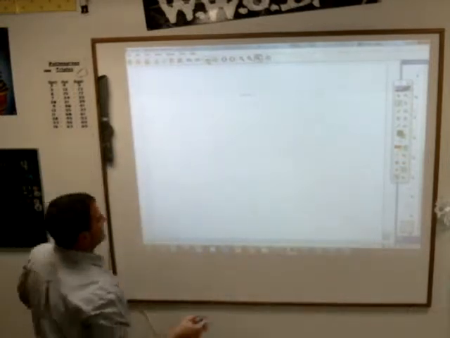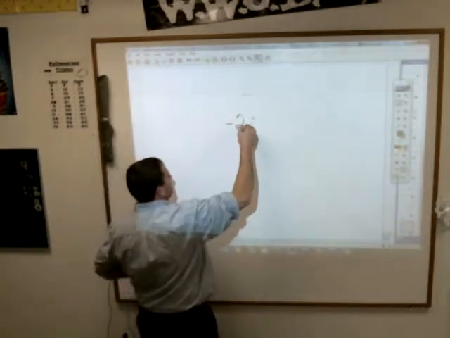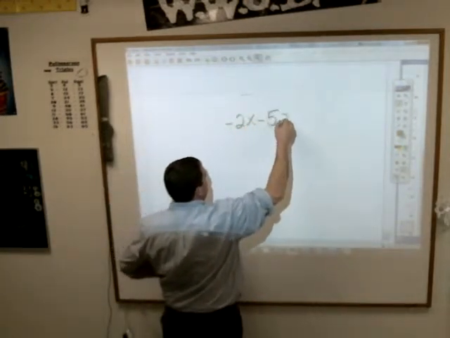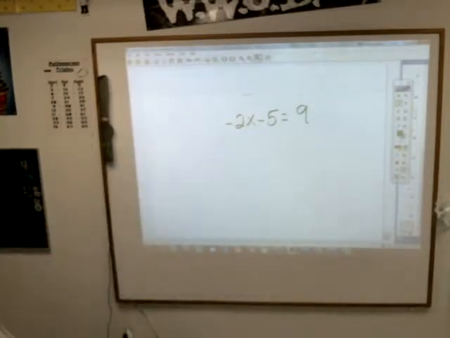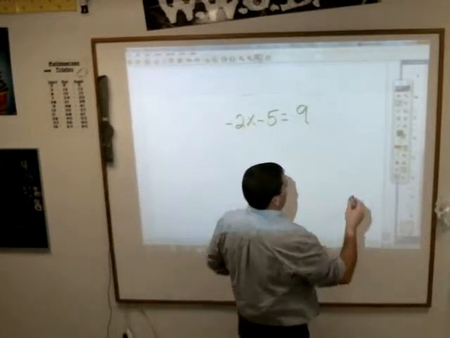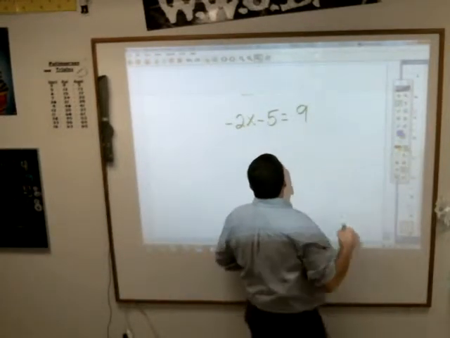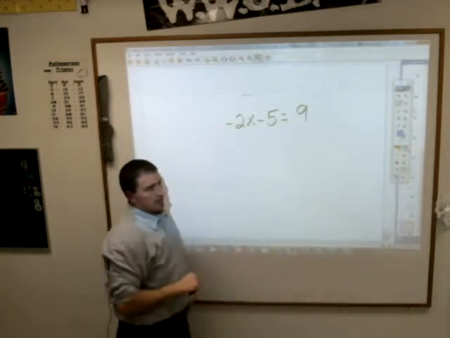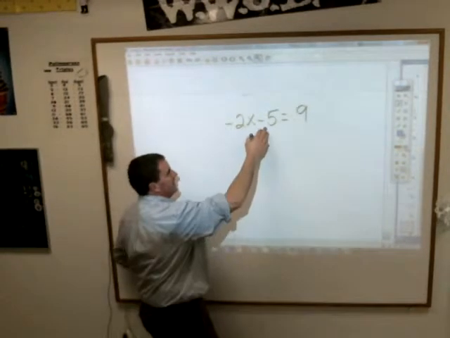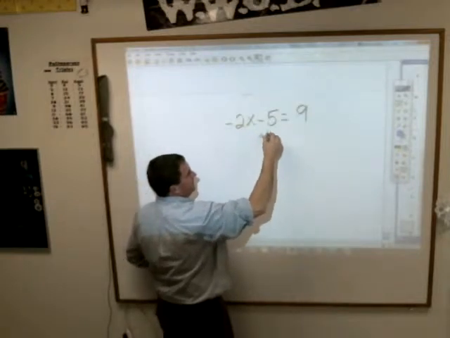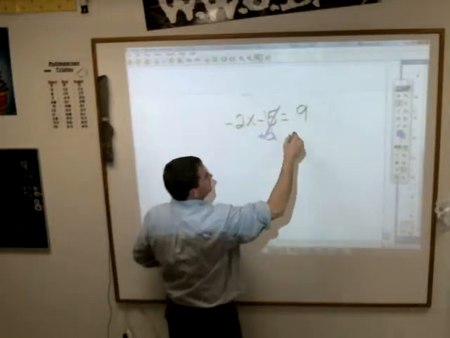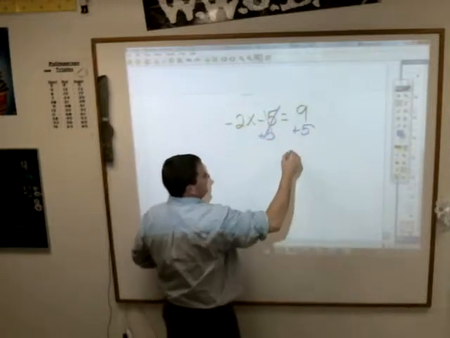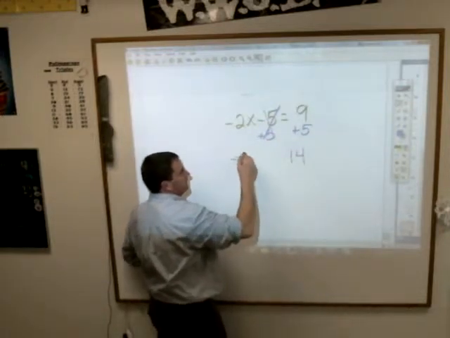How about this one? Negative 2x minus 5 equals 9. Negative 2x minus 5 equals 9. The first thing I have to do is do what? Okay, get rid of the 5. No, you do the opposite of 5, subtracting 5, which is adding 5. When you add 5 to a negative 5, it goes away. If I add 5 to 9, I get 14.